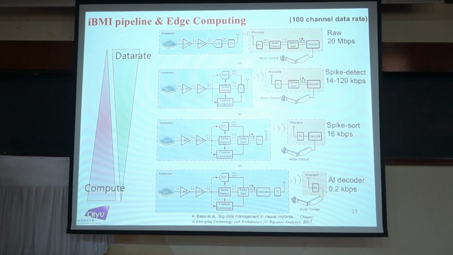Anything else? Yes. How do you decide on the features? Because when you are directly transmitting, you get all the data, and then you can run some algorithm and decide upon it. But if you're shifting everything towards the implant side, then how do you come up with, okay, I only need this feature or that?